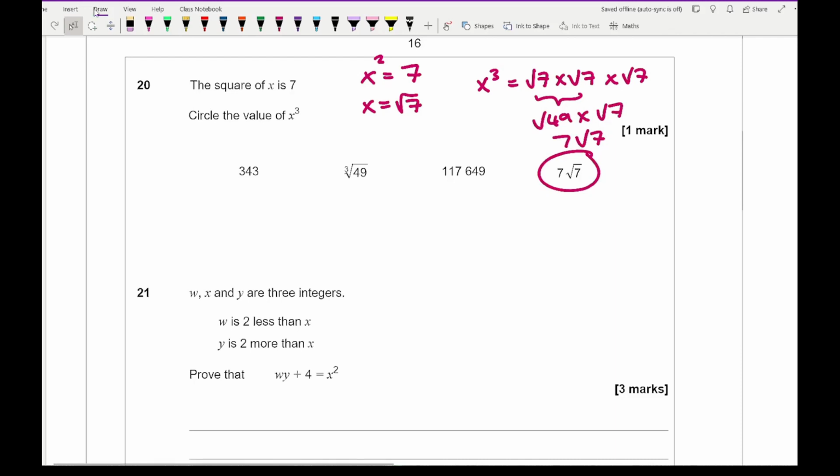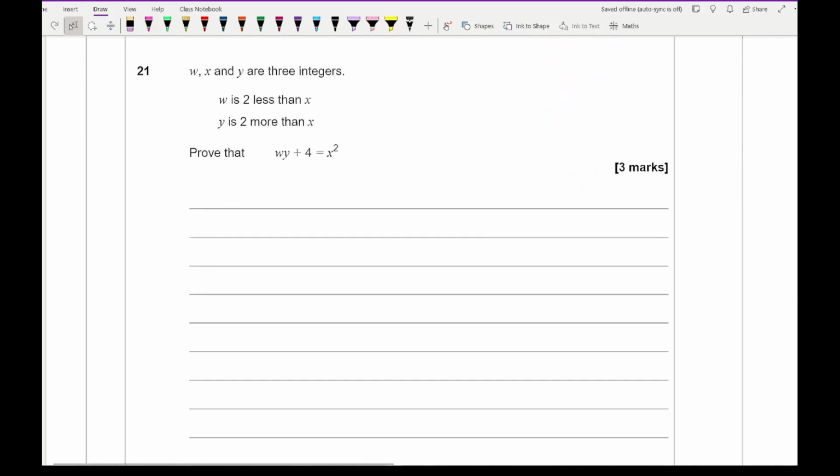Then with question 21, it says w, x and y are 3 integers. w is 2 less than x and y is 2 more than x. Prove that wy plus 4 equals x squared. Now for this, what we need to do is just translate what these two statements mean. So here you're not going for what they both are, but you want to try and keep them balanced.